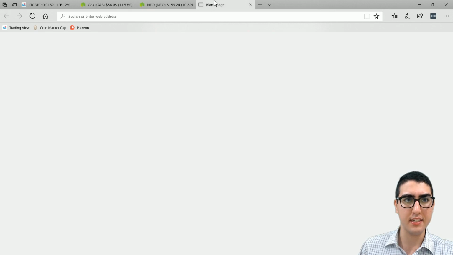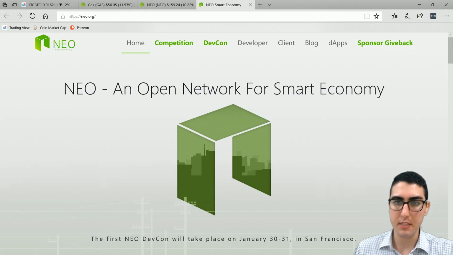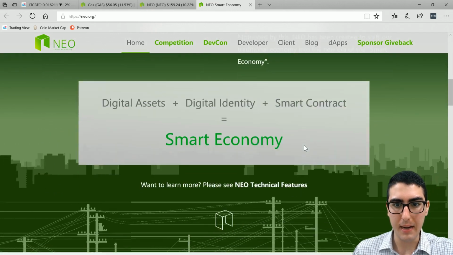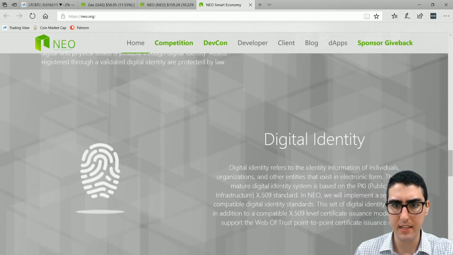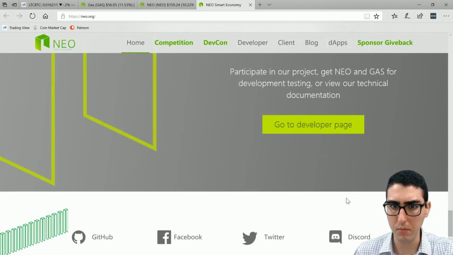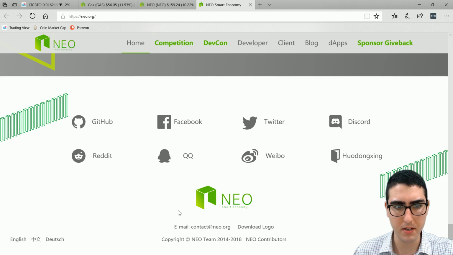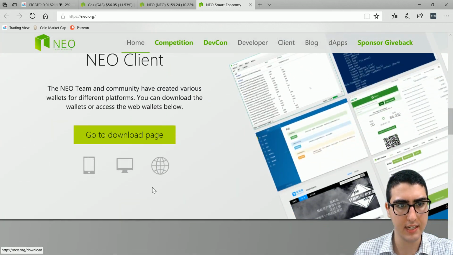If you pull up the gas website here, it takes you to NEO's website. So NEO, an app network for smart economy. The first NEO DevCon will take place in January. And then you can see right where it talks about gas. If you go down here, you can see it will actually, where was that? I remember I was looking at this. If we open up the white paper here, you can see exactly what I'm talking about.